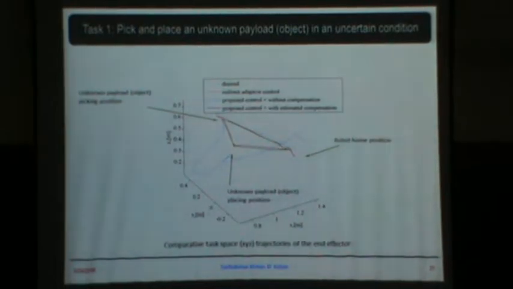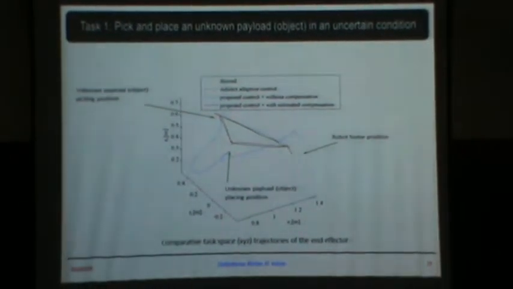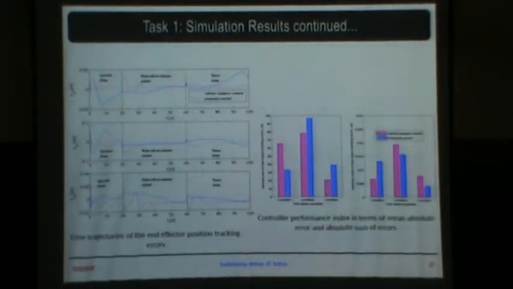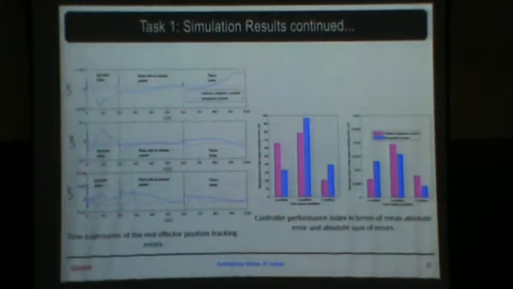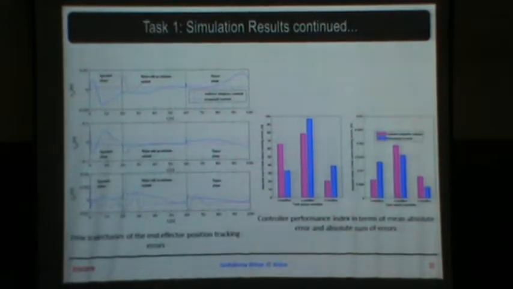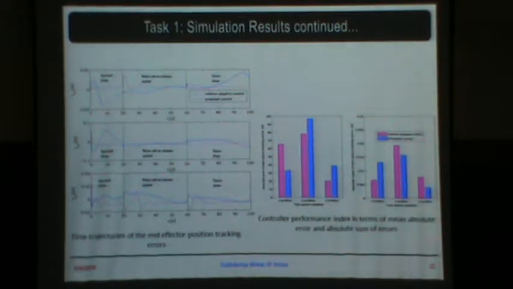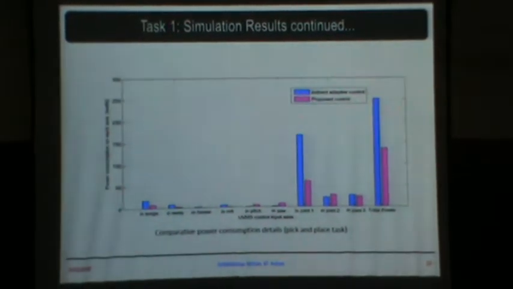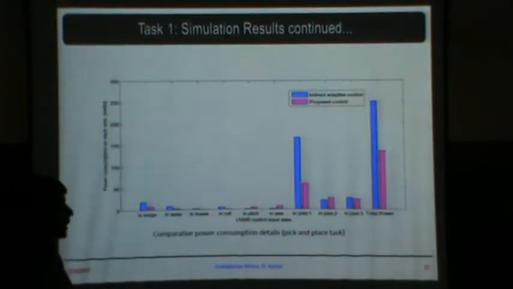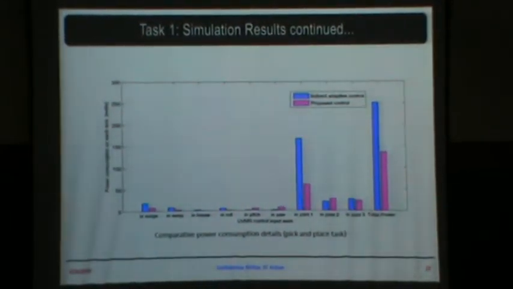So now the vehicle followed a certain pattern. The same way as before, it initially starts, goes and picks, drops, and comes back. We gave the same task and compared with the earlier scheme which we discussed in the morning, indirect adaptive control, and the proposed control. You can see the error is more or less equal. But if you come to the total power consumption, for indirect adaptive and the proposed control it is almost half.